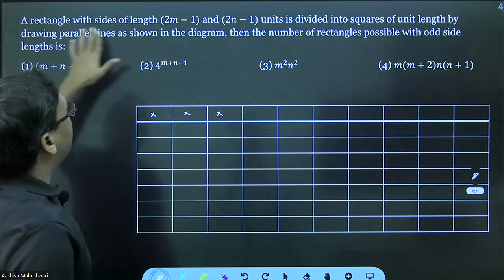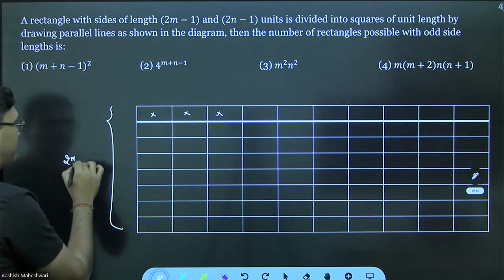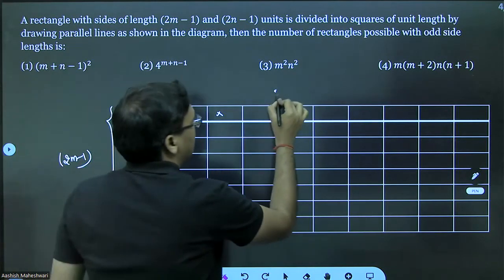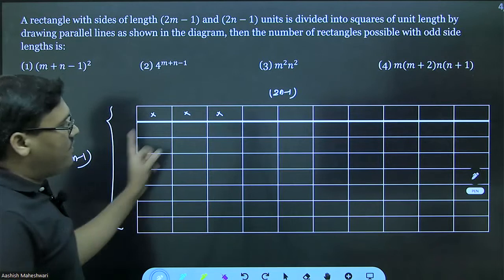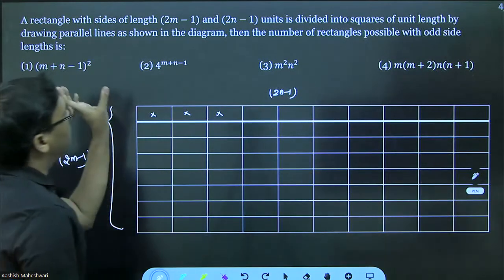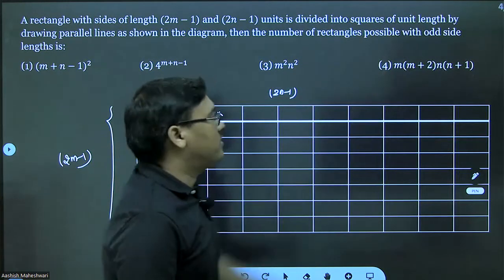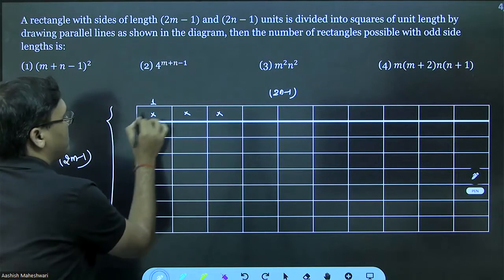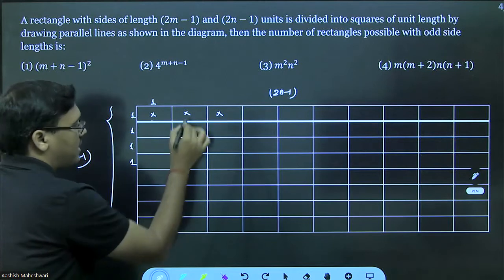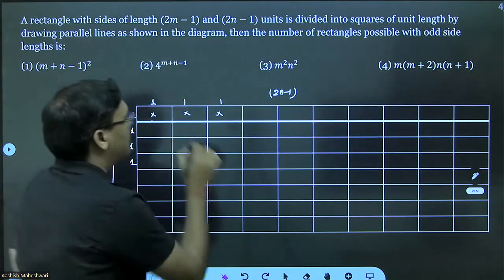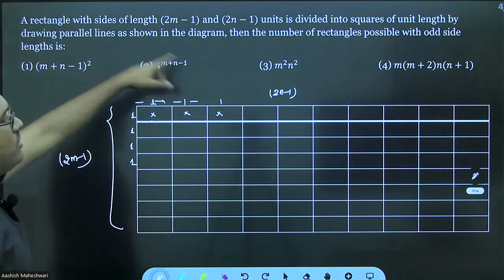So the question is a rectangle with side 2m minus 1. This is side length 2m minus 1. This is, let's say, the side length 2n minus 1. Now I have divided this grid into squares of unit length. So these are square units, 1 length. This is 1 unit, 1 unit, this is 1 unit, and so on. Now, you can see the diagram.